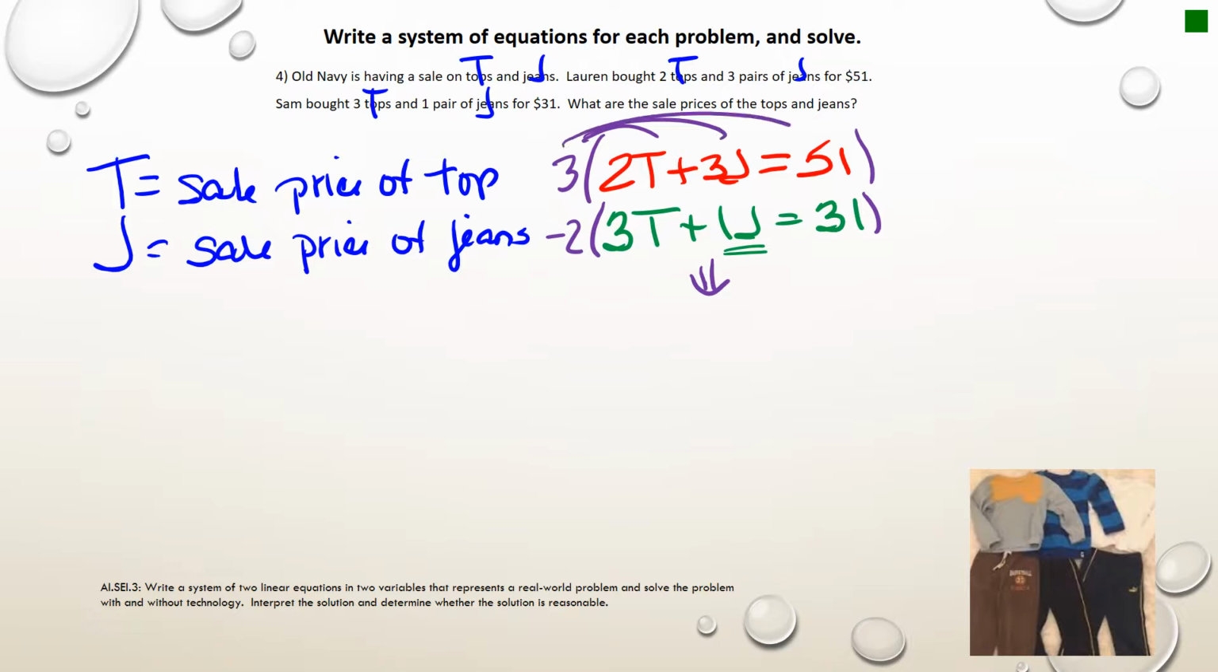I'm going to distribute. Oh, I sure wish I had that calculator. 6t plus 9j equals 100. I'm going to do it over here. I don't trust myself at all, guys.